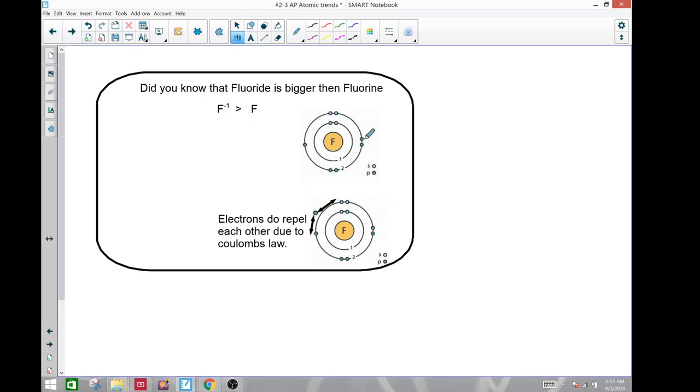All right. So next thing here, did you know that fluoride is bigger than fluorine? Oh, okay. So now I didn't add any protons. I just added an electron. I'm telling you, this one's bigger. And the answer would be why. All right. So, and this is going to be electron repulsion. And that's the key word, electron repulsion.